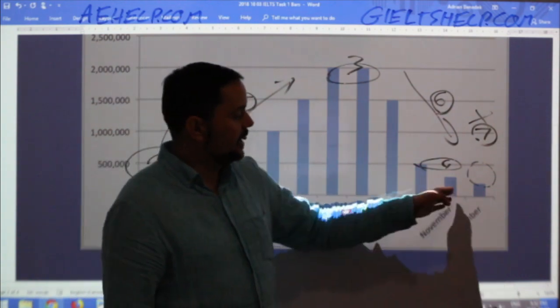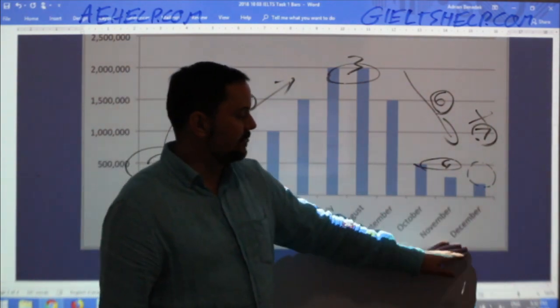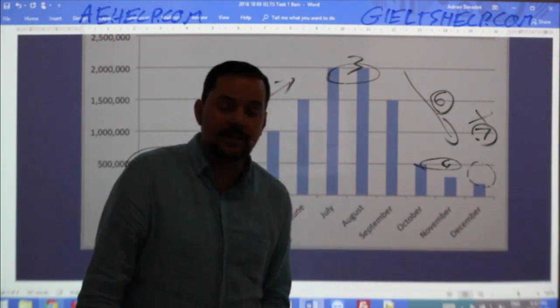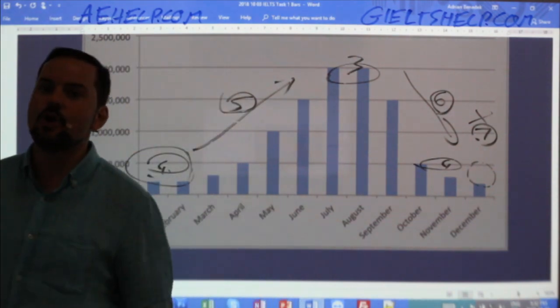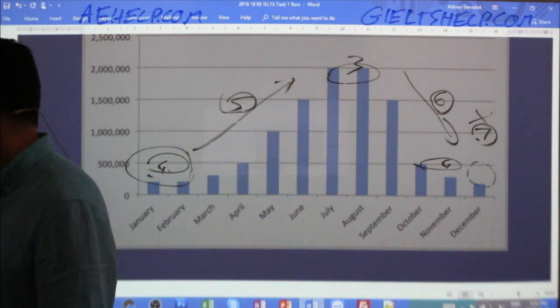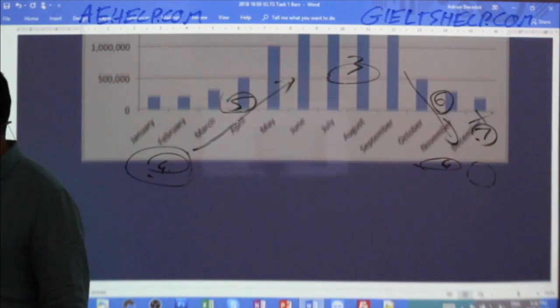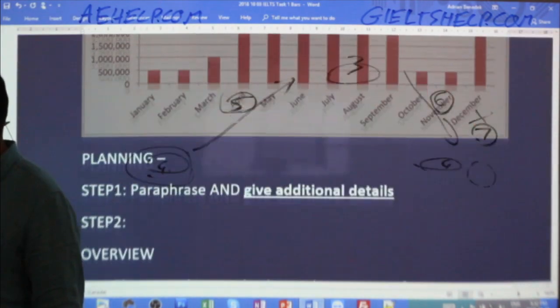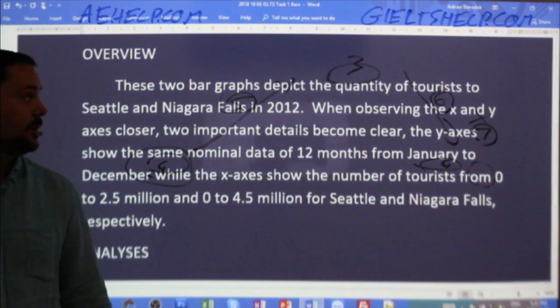Here, there's a continuous decline in the number of visitors. So December has less than November, okay? So there's no spiking there, all right? So that was point number 7 that I compared, all right? So far so good. We're looking at this.